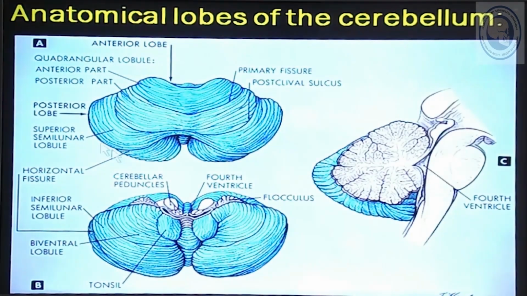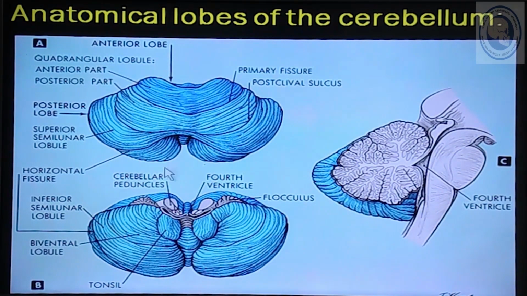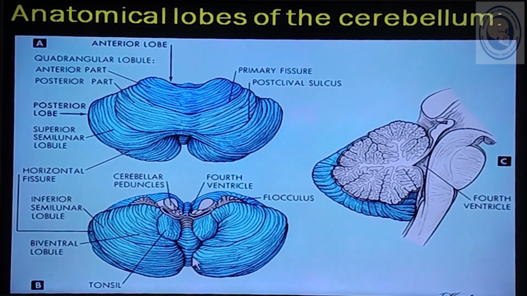We look at the cerebellum from the superior surface, and this is the inferior vermis. This is the inferior surface showing the inferior vermis in the vallecula. What about the anatomical loops?